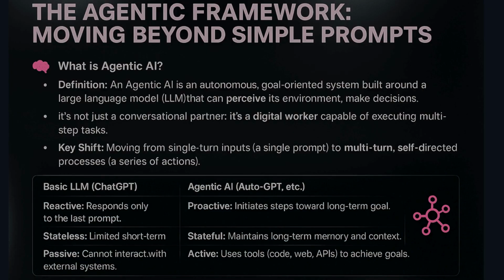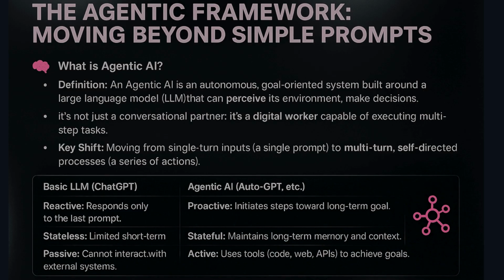Introduces the concept of agentic AI, highlighting its evolution beyond simple prompt response interactions. Unlike basic LLMs such as ChatGPT, which are reactive, stateless, and passive, agentic AI functions as an autonomous, goal-oriented system. It does not just answer questions, it perceives its environment, makes decisions, and executes multi-step, self-directed tasks. The key shift emphasized here is from single-turn prompts to multi-turn, process-driven interactions where the AI works more like a digital worker.